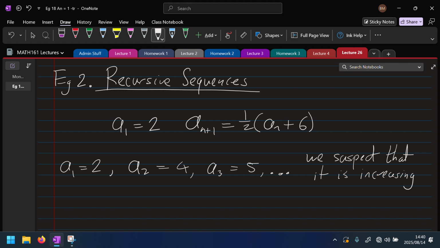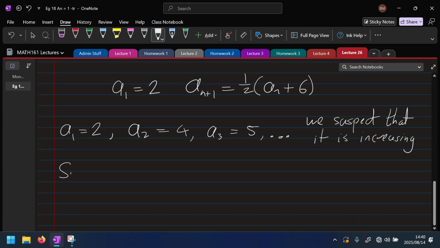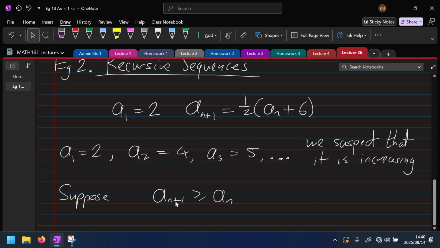So how do we show if something is increasing? We need to show that the next element, a(n+1), is larger than the previous element, a(n). That's just from the definition. So suppose a(n+1) is greater than or equal to a(n). What we want to show is that the next one is larger, and then the one after that is larger, and so on. So what can we do? We have here a(n+1), and on the right we have a(n). What we want to do is start from here and get to the next element.